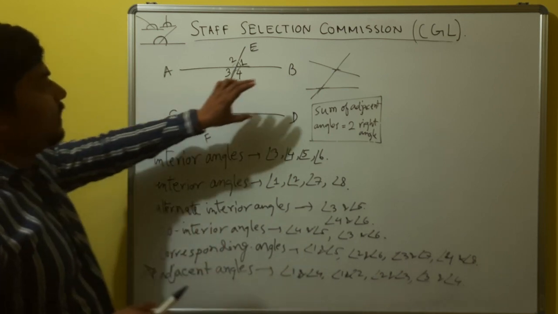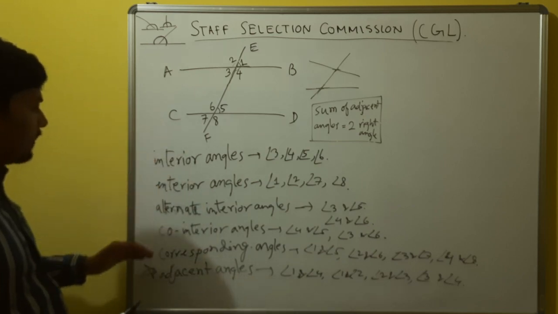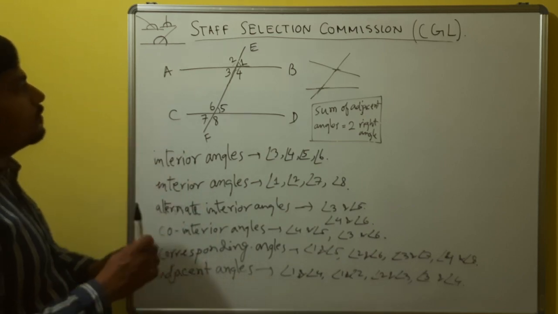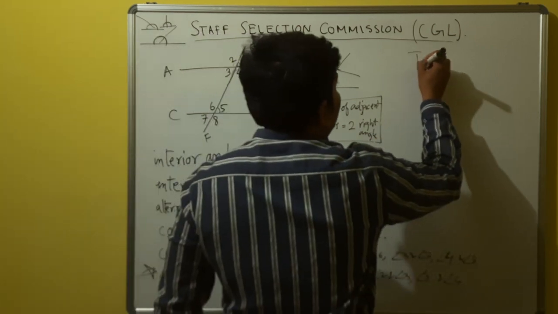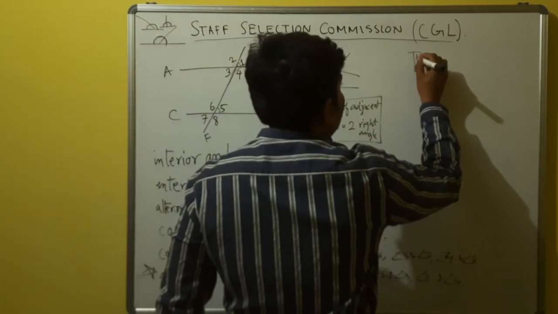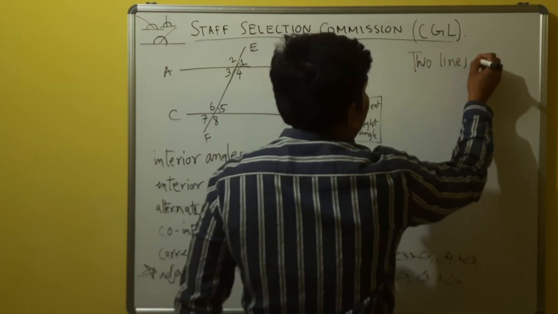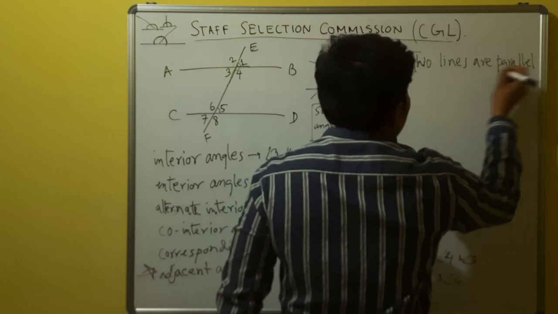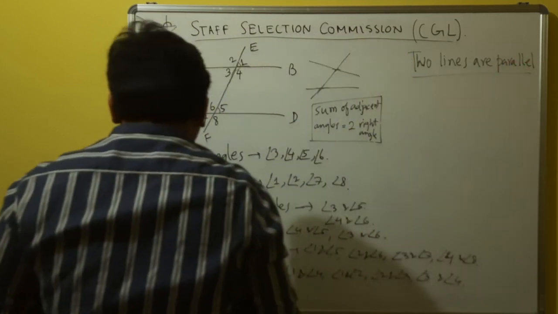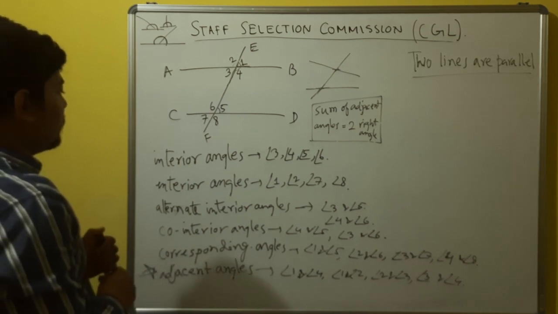Now when these two lines are not parallel, there are special properties which will not be applied. This is only in case two lines are parallel. Then there are a few important points that will happen. What are the important points that will happen?